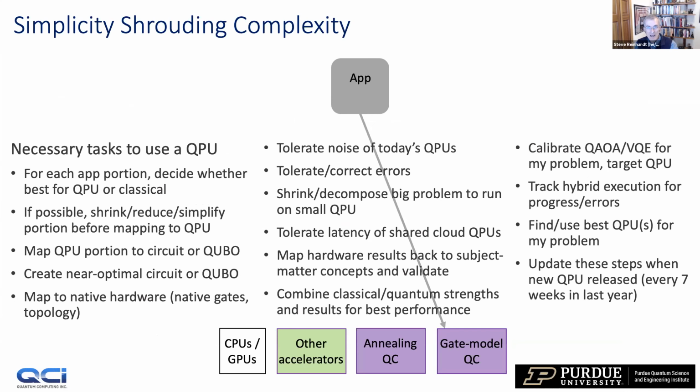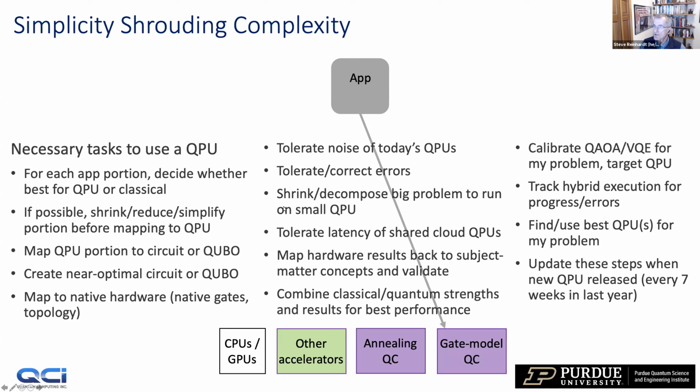Even if I already have intuition that a piece is quantum friendly, quantum amenable, I'm probably going to want to shrink, reduce, simplify that before trying to map it to a quantum processor. I'll do that mapping to an abstract quantum processor. But then I have to map from the abstract quantum processor to the physical quantum processor, which has certain physical realities and perhaps foibles. Also, today's QPUs have noise, they have errors. I have to know how to deal with those things to use them effectively.